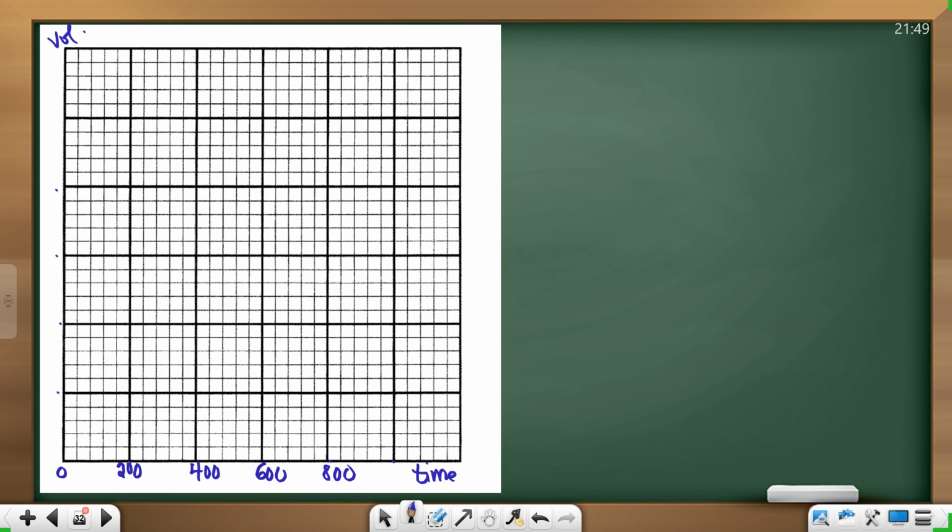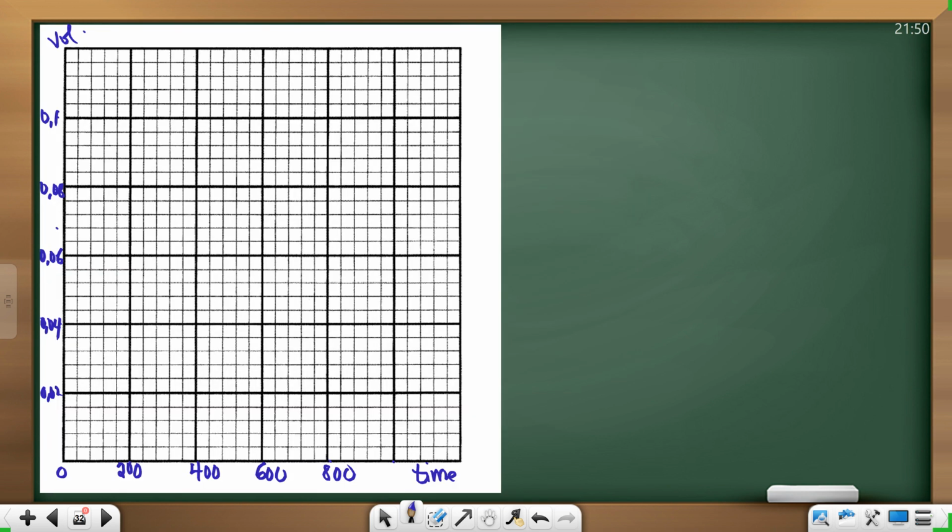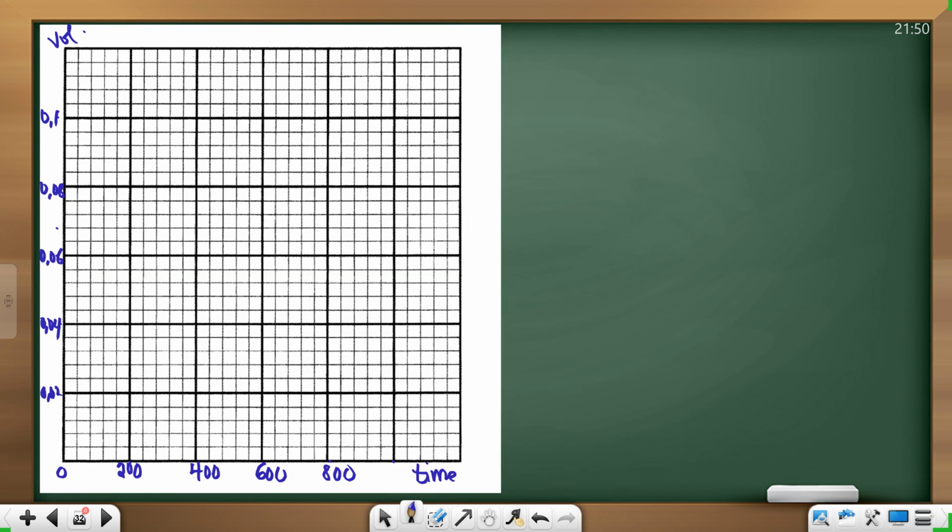1, 2, 3, 4, 5. So we can use 0,02, 0,04, 0,06, 0,08. Let's see, 0,1. Do I have more than 0,1? All right, it's fine. Perfect. So all we need to do is to sketch this now, guys. The first one, 0 and 0,1.